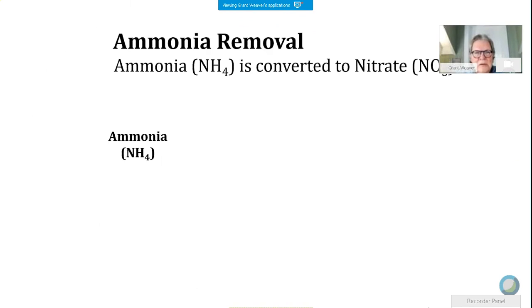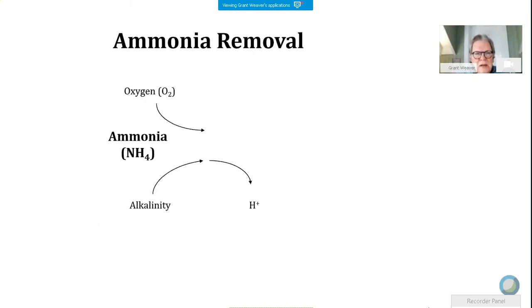So real quick, a little chemistry here. We have ammonia, and we add oxygen. In the process, hydrogen ions go into solution, and they make the water more acidic.